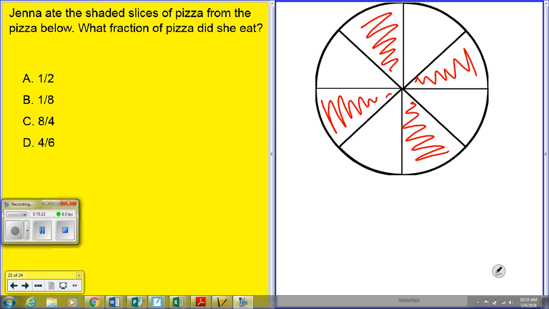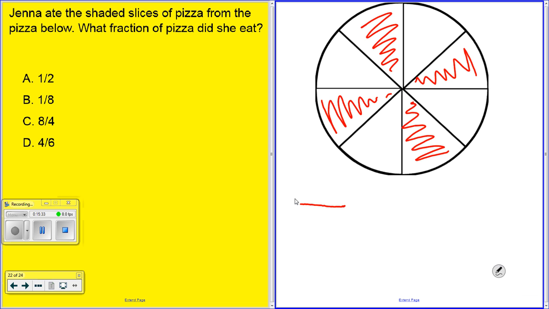You're supposed to count all of the spaces. Everything that makes up the whole. Draw my fraction line. What is the denominator, Gabriella? 8. There are 8 slices to make up my whole. And what's going to be my numerator?